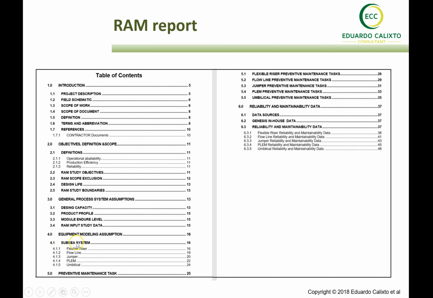So this was an offshore subsea system. So here are the scopes, the system that we're modeling, and here we can see a chapter about the preventive maintenance tasks that were considered in this model. All the preventive maintenance tasks defined during the RCM analysis are included here, and then one specific chapter about reliability and maintainability data: how you got that data source, and of course the reliability and maintainability data itself. So we have the reliability and maintainability data for each one of the equipment, then your RAM model, and so on.